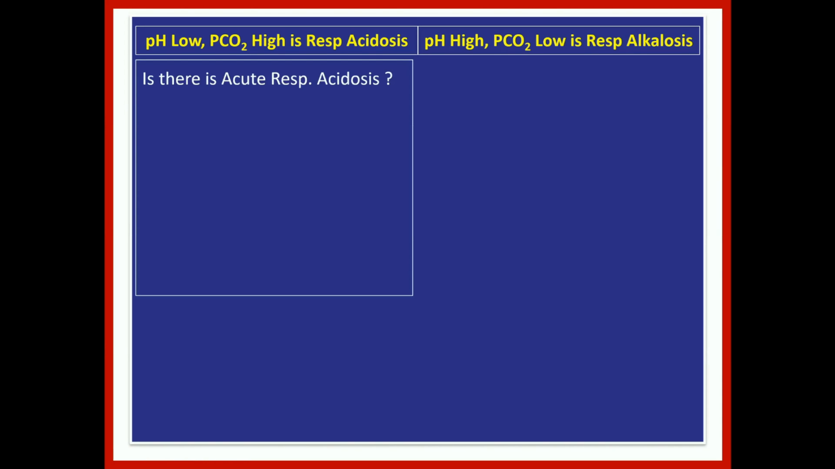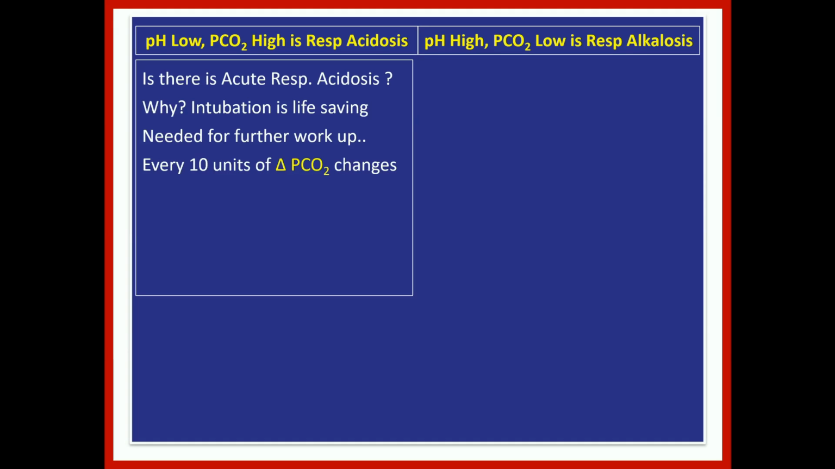The first thing is, is it acute respiratory acidosis or is it chronic? How do I know that? I will show you how to do that. Acute respiratory acidosis requires intubation to save the life. That has to be excluded first in any ABG report. Further workup is required after excluding acute respiratory acidosis.